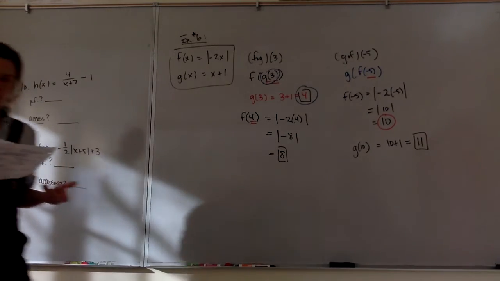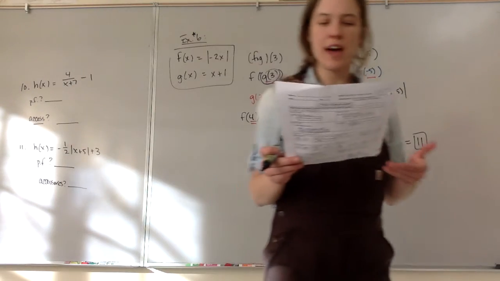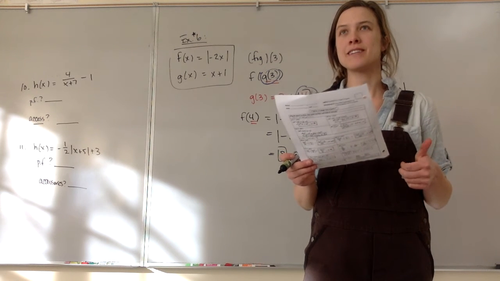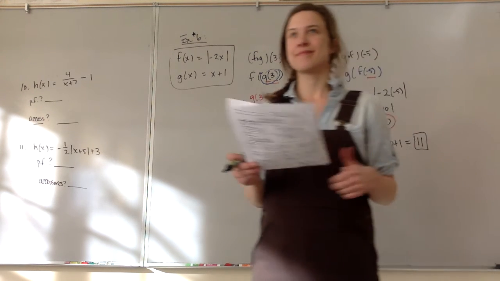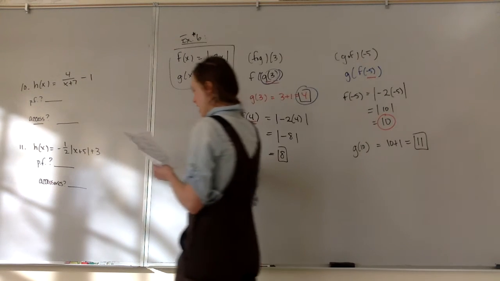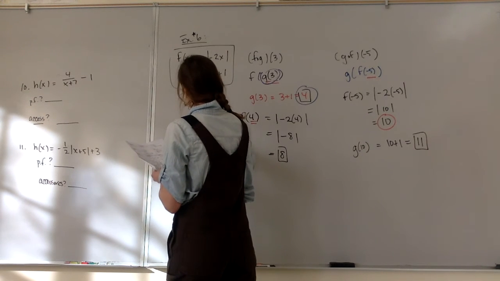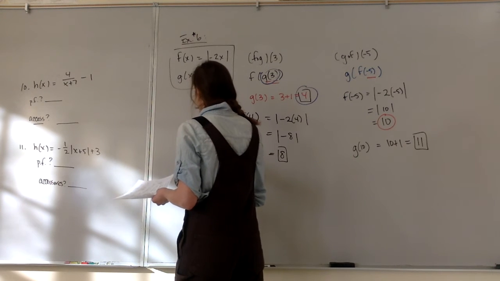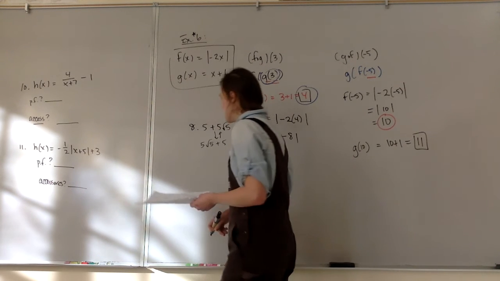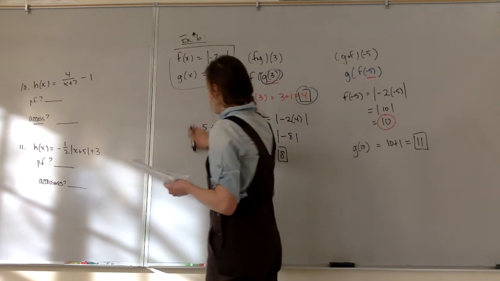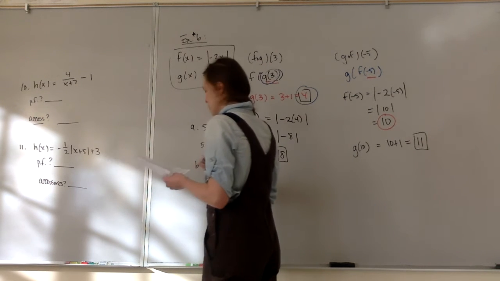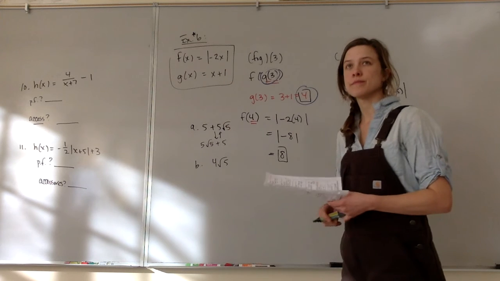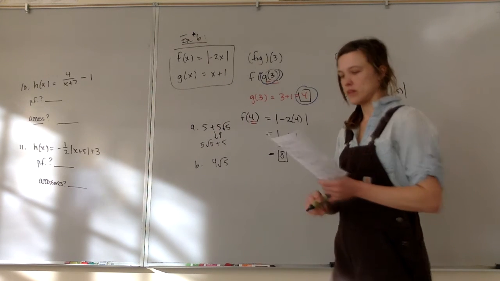Okay. So did everyone get 5 plus 5 root 5 for A and 4 root 5 for B? What did you get? So for A, you should have gotten 5 plus 5 root 5, or you could have written it as 5 root 5 plus 5. Those are interchangeable. And then for B, it's 4 root 5. This is for number 7.